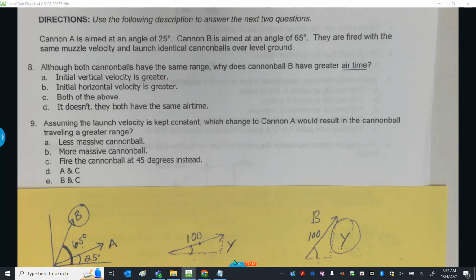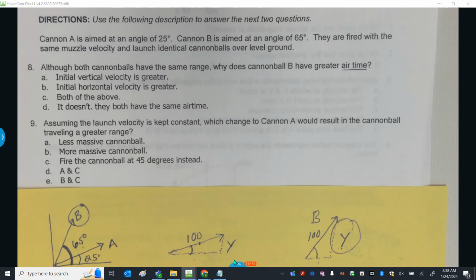It doesn't affect anything. Okay, if there's no air resistance, which is our assumption when we're talking about projectiles, then mass has no effect whatsoever on free fall either. We've looked at this multiple times. If I dropped a bowling ball and a marble, they'd hit the ground at the same time. So the mass doesn't have an effect, which means it can't be A and it can't be B, which means it also can't be D and it can't be E. So the answer has to be C by process of elimination. Fire the cannonball at 45 degrees instead. And yes, that is the greatest range you will get, at 45 degrees. So the only answer here would be C.